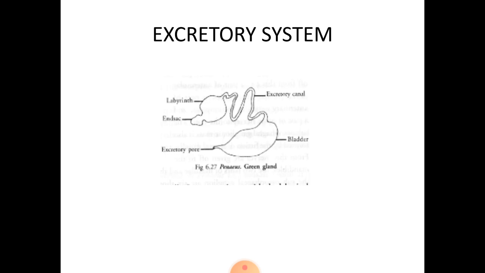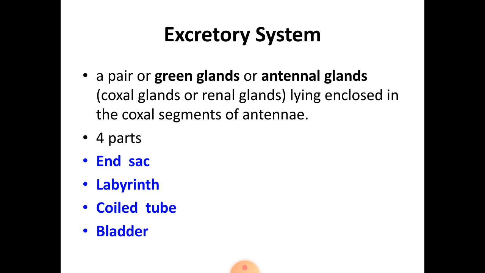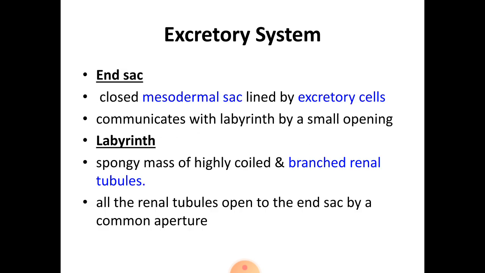This is the structure of the excretory system. Here the excretory system is a pair of green glands or antennal glands. It is also known as coxal glands or renal glands. It is enclosed in the coxal segments of antennae. It has four parts: end sac, labyrinth, coil tube and bladder.